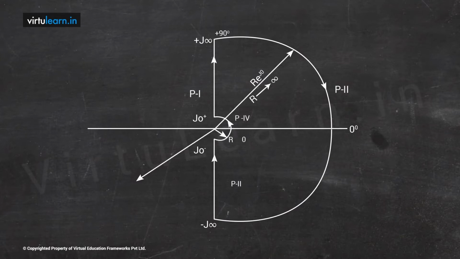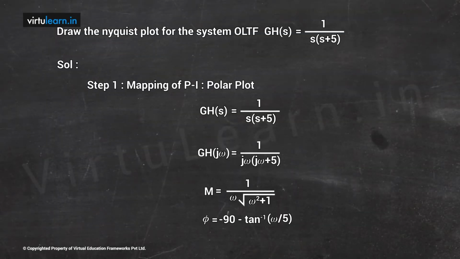First we will take path 1. In path 1, the frequency omega is varying from 0 plus to plus infinity. When you map it, it is nothing but the polar plot. So we will see how to plot the polar plot. The transfer function is available, GH of s. Therefore, I will substitute s is equal to j omega. Then GH of j omega is 1 by j omega into 5 plus j omega.